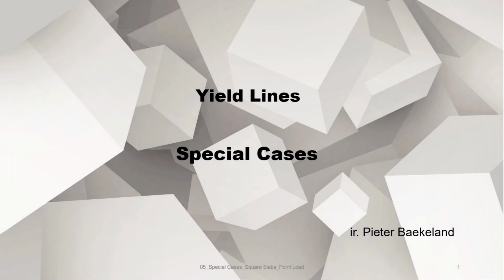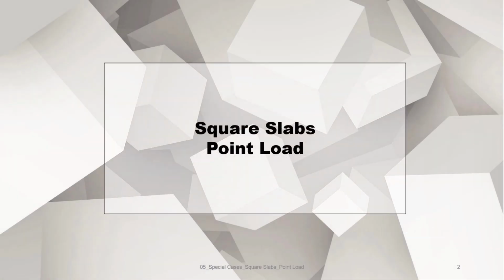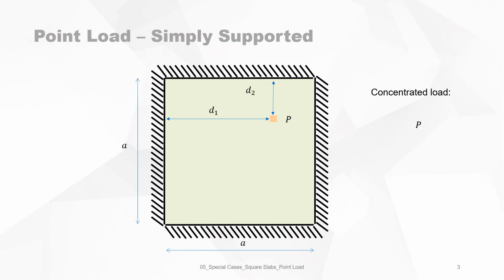Yield lines, special cases. This video deals with square slabs loaded with one point load. The point load can be situated anywhere on the slab, and its position is d1 in the x direction and d2 in the y direction. It's a concentrated load P.